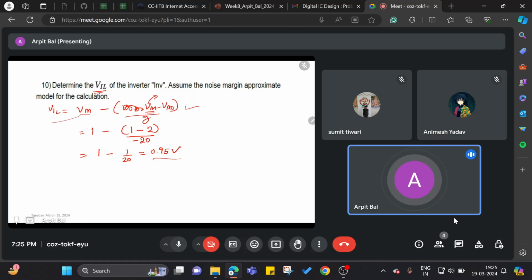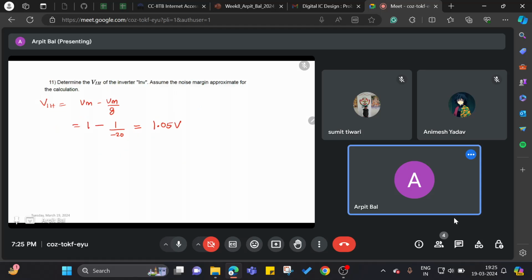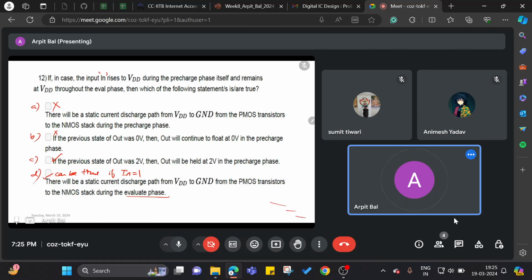Vm is the trip point that is given to us, VDD by 2, and VDD in our case was 2 volts, so it becomes 1. Correct, and you figure out what is VIL. Similarly, for VIH, we directly use the formula, and the gain is given to us as minus 20. So this is the value for VIH.